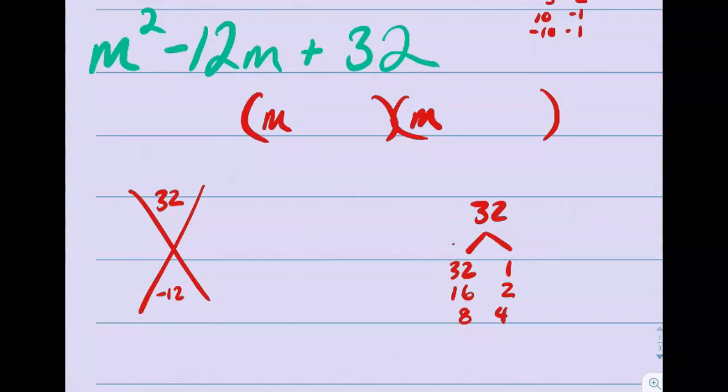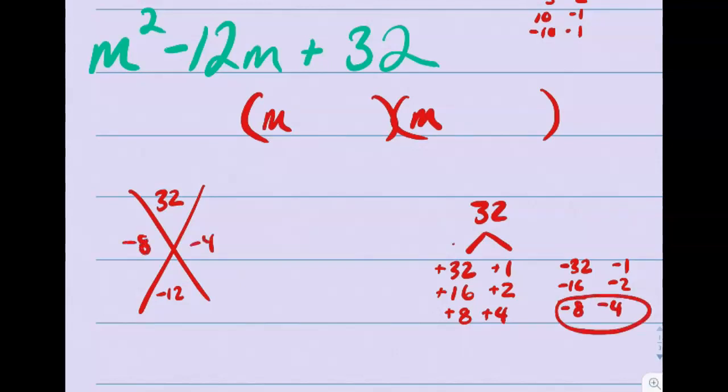Now, an important thing to think about here is that to get to positive 32, these could be positive 32 times positive 1, positive 16 times positive 2, positive 8 times positive 4, but it could also be negative 32 times negative 1, negative 16 times negative 2, negative 8 times negative 4. Now that makes more sense. This is going to get us positive 32 when we multiply, but negative 12 when we subtract. And that is done.